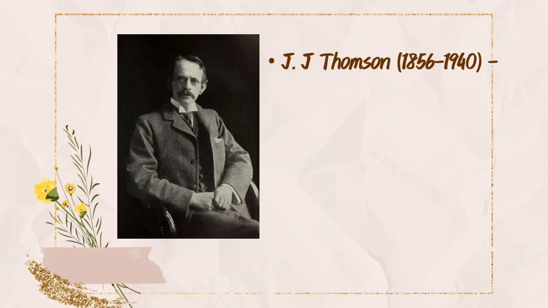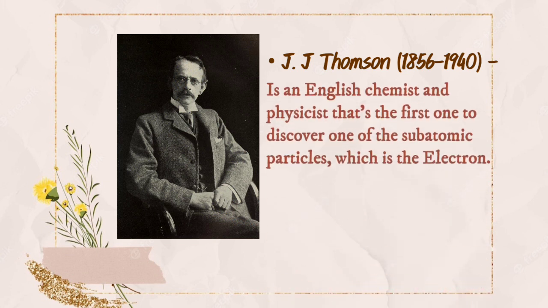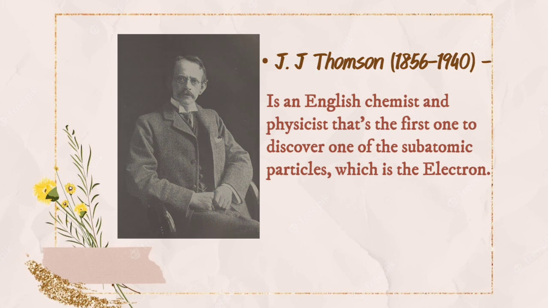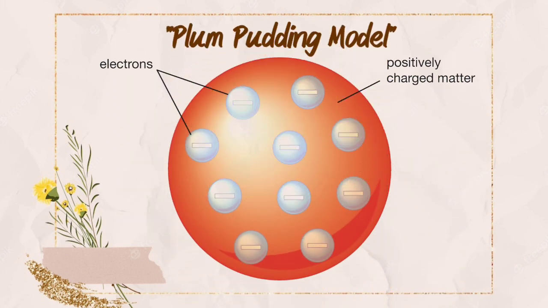J.J. Thomson, or better known as Sir Joseph John Thomson, is an English chemist and physicist that's the first one to discover one of the subatomic particles, which is the electron. Electrons are surrounded by positively charged matter in the atom, which was referred to as the plum pudding model or raisin bun model.